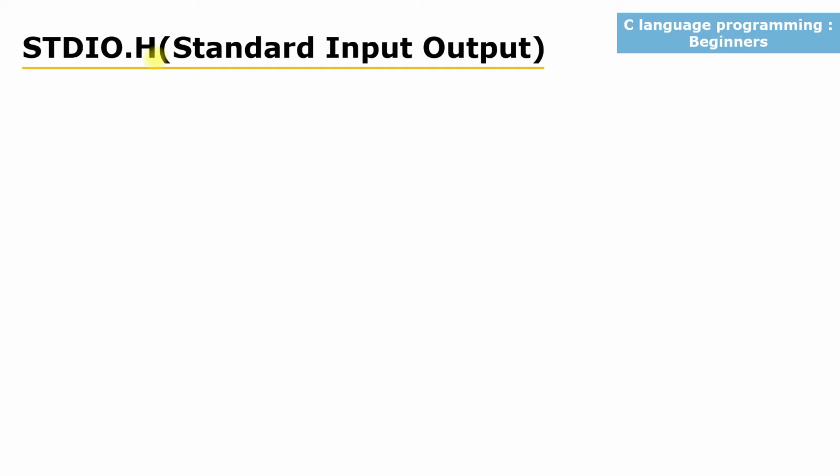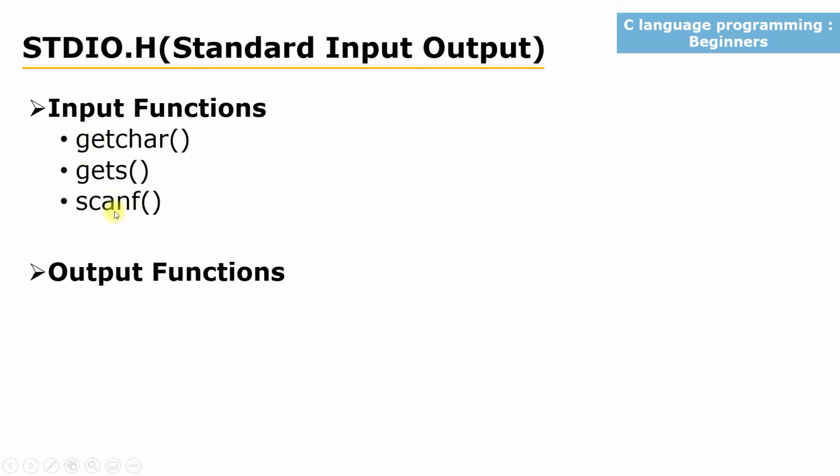Let me show you the list of standard input and output functions for keyboard and monitor. These are the input functions: getchar, gets, scanf. Using these functions, we can read the data from the keyboard. Let's see the output functions. These functions help to display the data onto the monitor: putchar, puts, and printf. Now we will see about getchar and putchar functions.